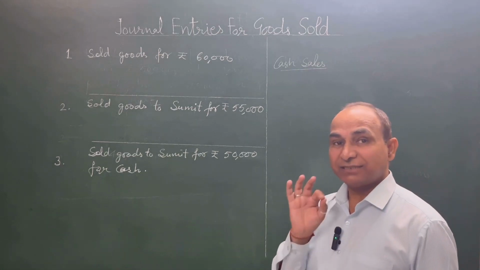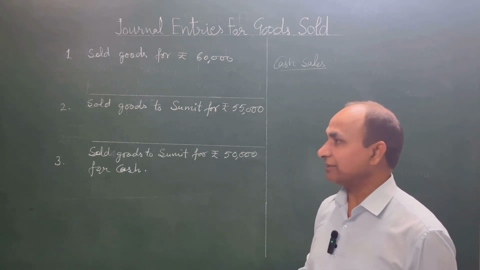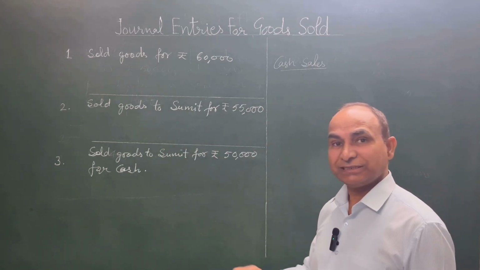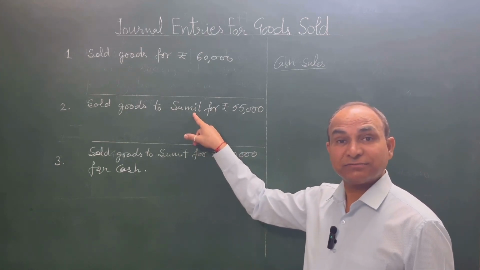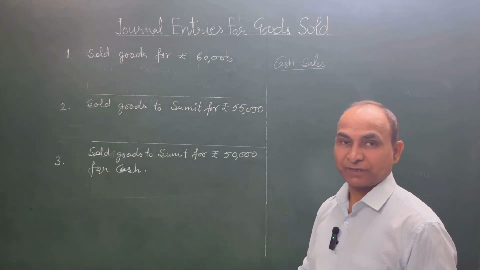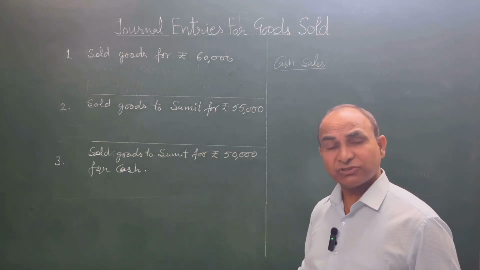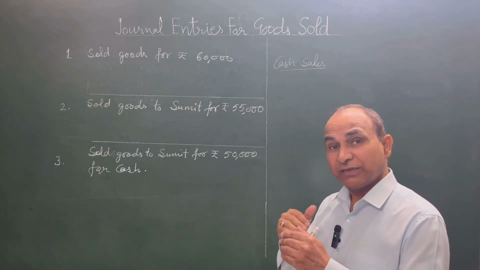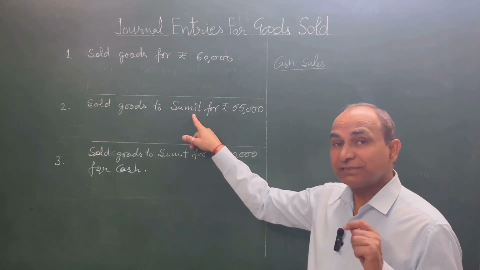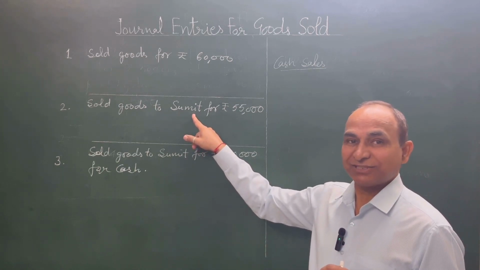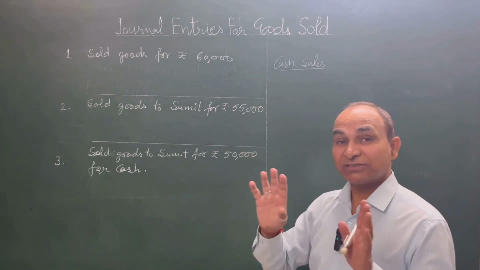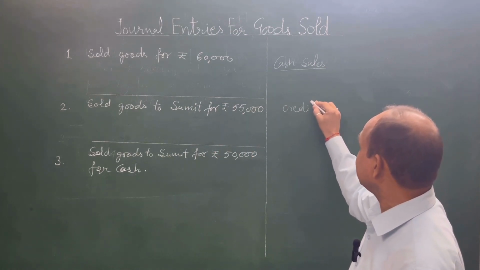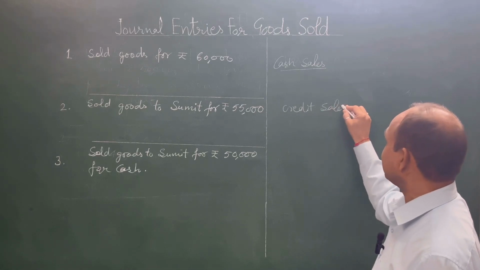See the second transaction and the second instruction as well. Sold goods to Sumit for 55,000. See here name of the customer Sumit is mentioned, but it's not mentioned whether it is on credit or for cash. If the name of the customer is given, then it is a credit transaction, because for cash it is not mentioned, so it will be a credit sale. Remember, it is credit sales.